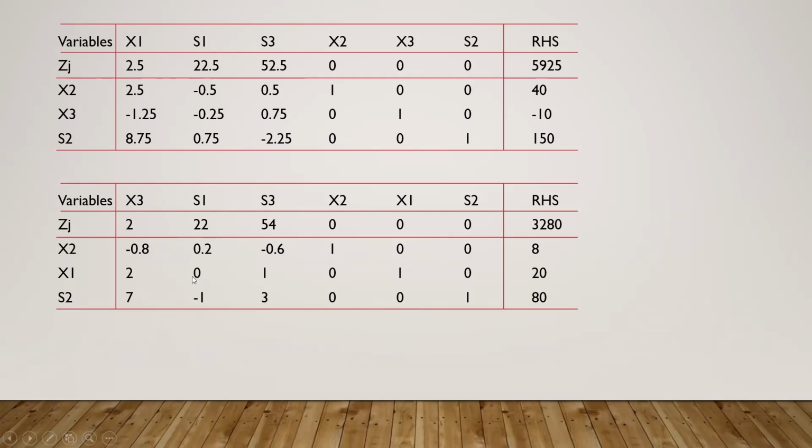I just used the matrices and replaced x3 by x1. So x1 will have a coefficient of 1 over here. From the identity I have removed it, so x3 right now becomes non-basic. I knew the solution was optimal. So this is the identity matrix for the optimal solution: x2 equals 8, x1 equals 20, and s2 equals 80.